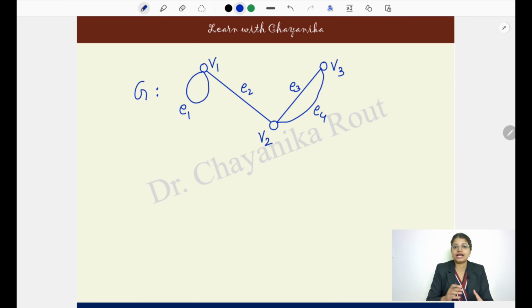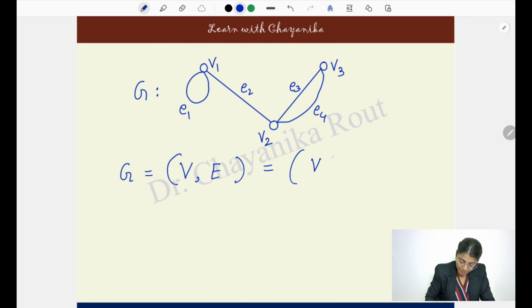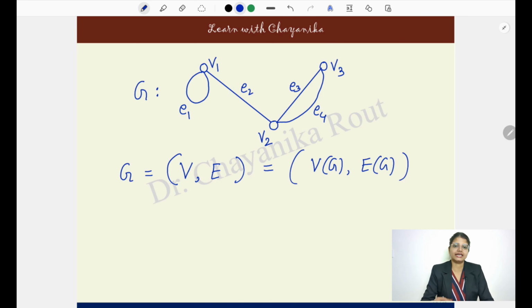So now if we try to define as a whole what a graph is, we can say a graph is basically an ordered pair. Why ordered pair? Because it needs 2 components. First one is the vertex set, second one is the edge set. We denote them by capital V and capital E, or in a more standard form we write V(G), E(G), G indicating the name of the graph within the brackets.